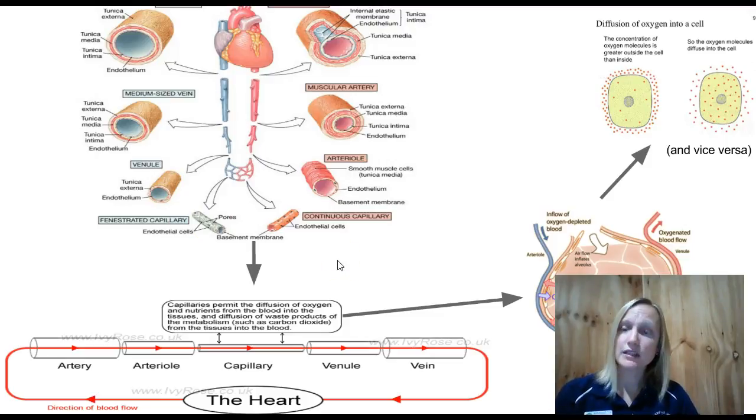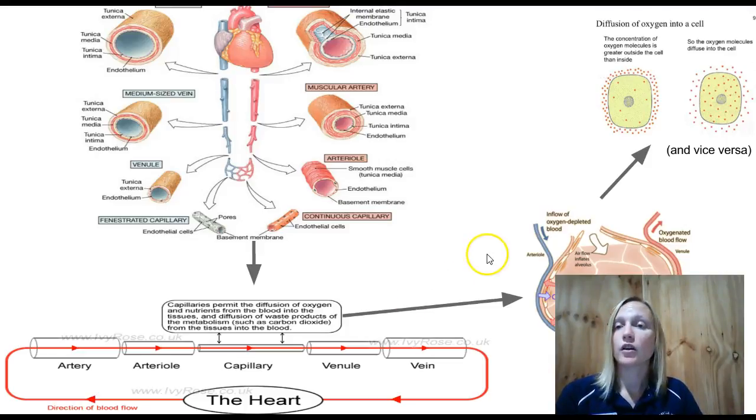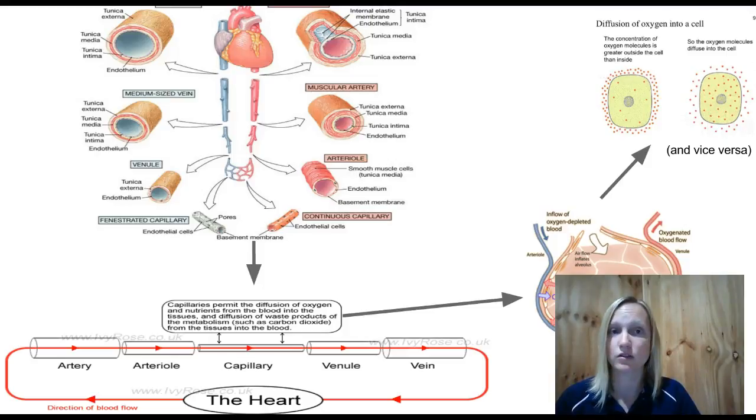Now diffusion is really important. So this here says capillaries permit the diffusion of oxygen and nutrients from the blood into the tissues, and diffusion of waste products of metabolism, like uric acid, for example, or urea, and carbon dioxide from the tissues into the blood. Okay, so over here, it's really important to note that things always move from an area of highest concentration to an area of lowest concentration.